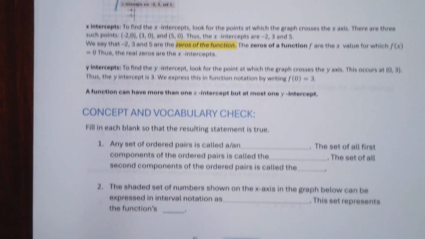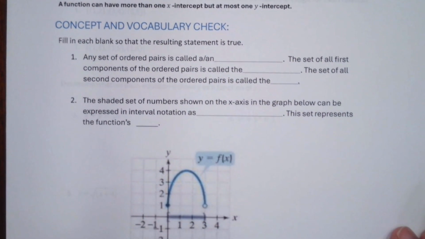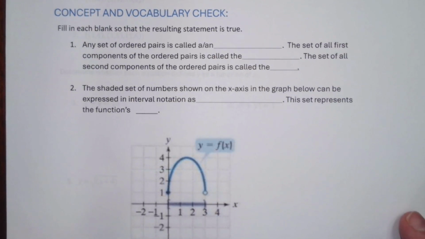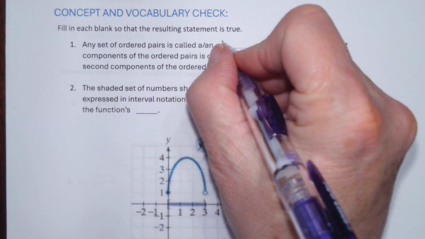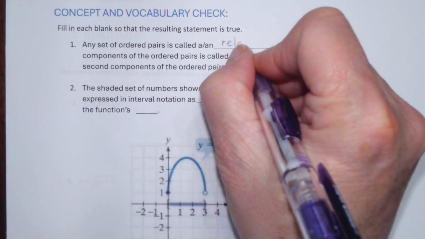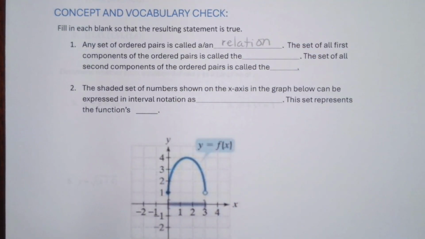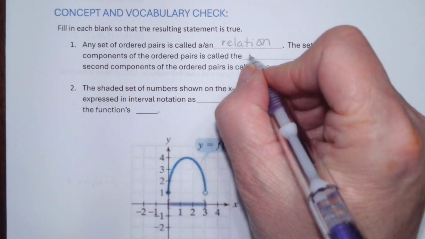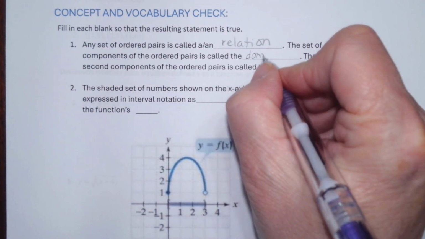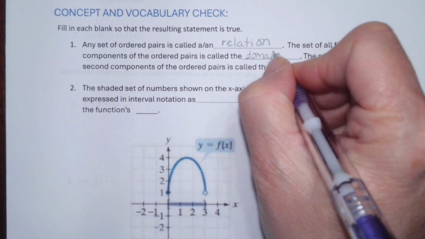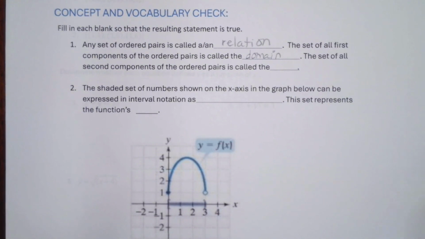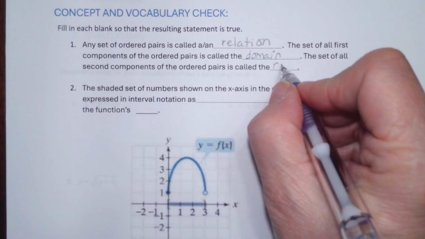All right, let's see if we can do some vocabulary in here. It says fill in the blanks so that the resulting statement is true. It says any set of ordered pairs is called a relation. The set of the first components of the ordered pairs is called the domain. So if you wanted to, you could have turned the video off and tried to fill this in. The second one is called the range.